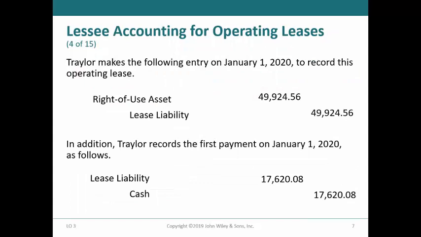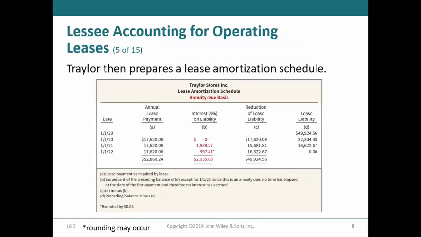Trailer would record the lease by debiting right-of-use asset and crediting lease liability for $49,924.56, the present value of the 3 lease payments. Since this is an annuity due, the first lease payment of $17,620.08 will all be debited to the lease liability and cash would be credited.